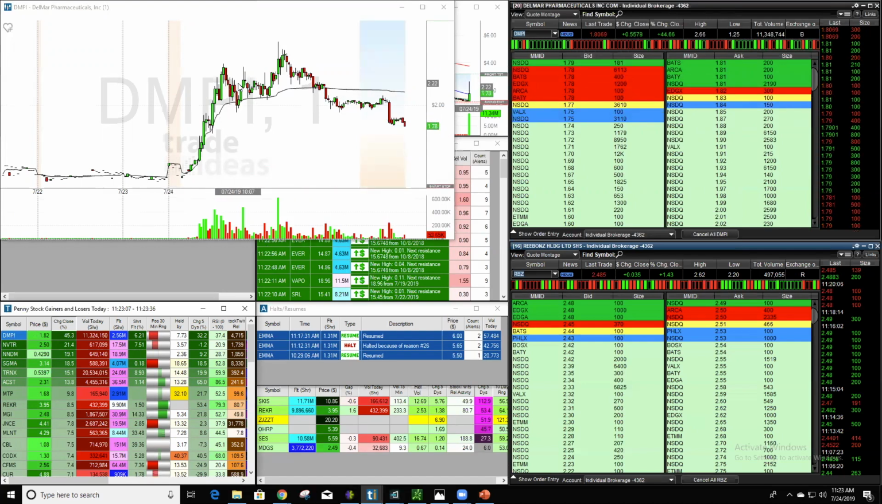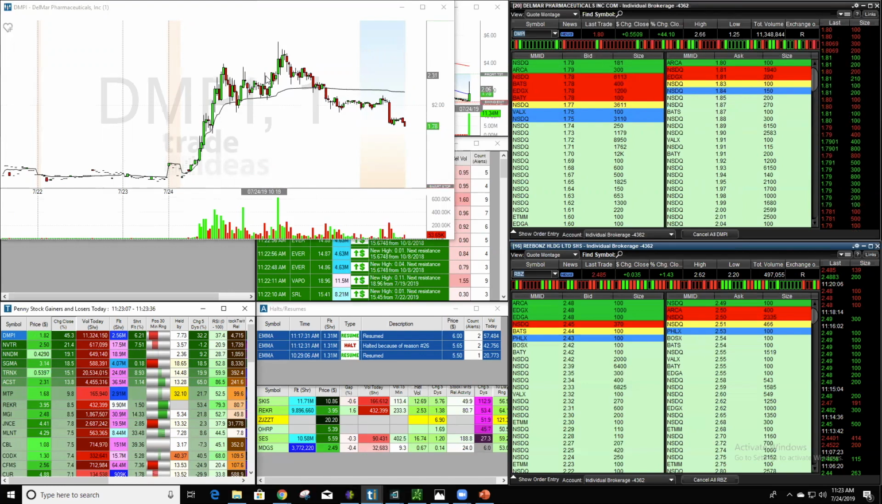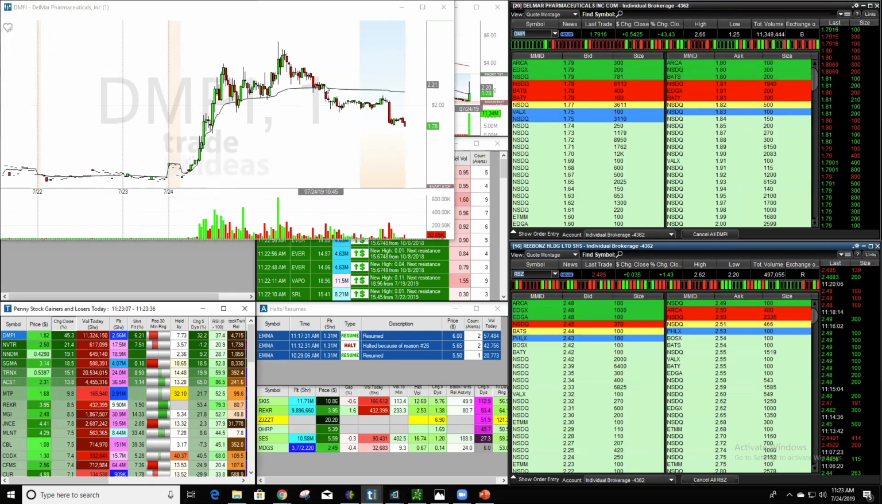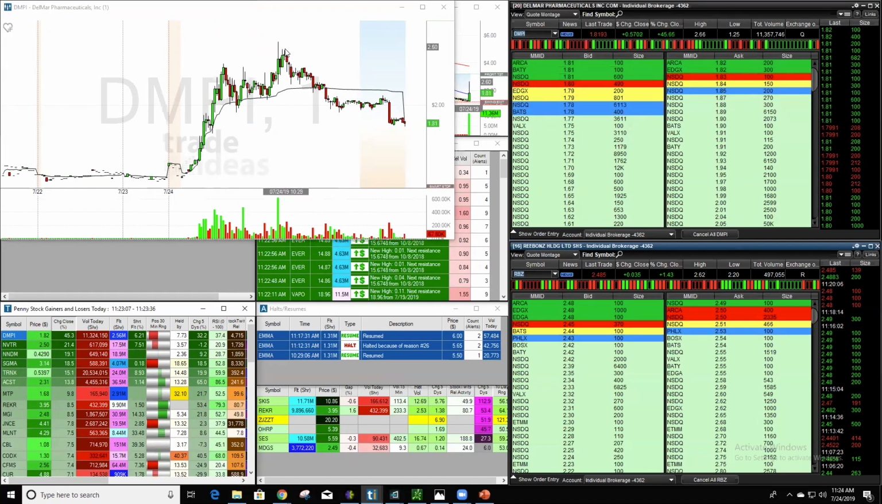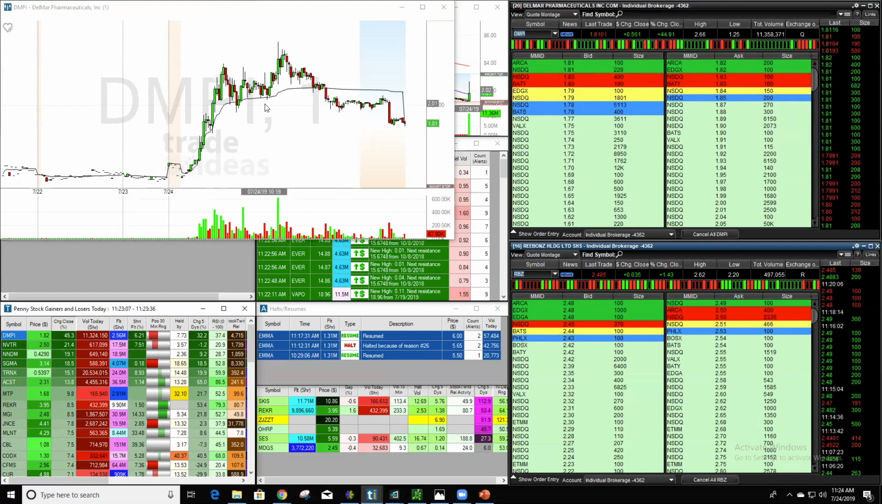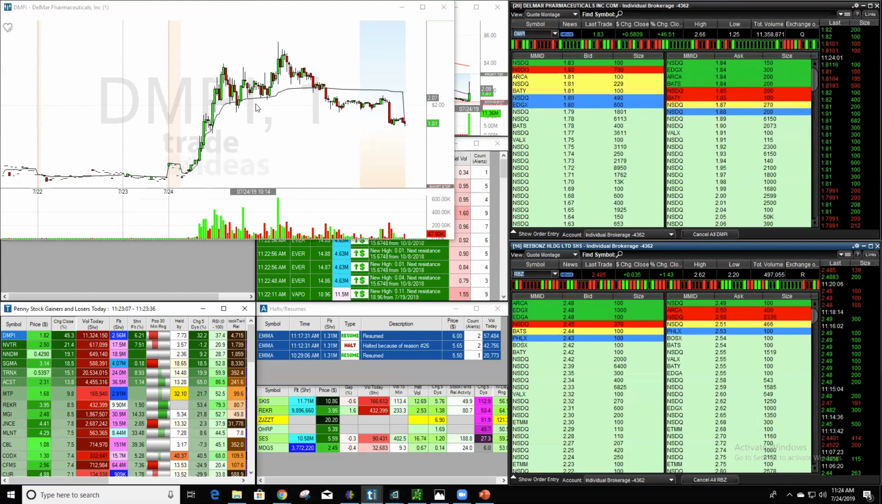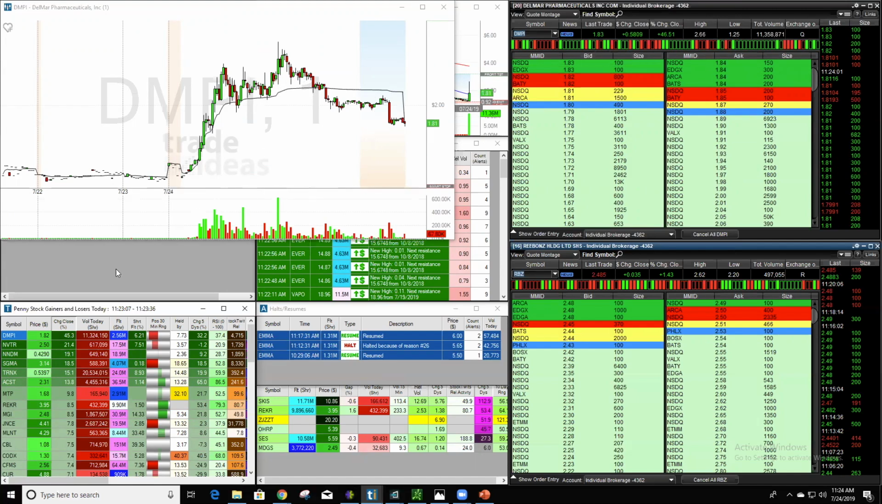Notice it holds as support, holds as support, holds as support. Support's holding on up. That gives up. All buyers are out. But notice all the buyers are still in on this play, and you can get great bounce plays off the VWAP as well. VWAP will hold up as a very nice support line and a very nice resistance line as well.